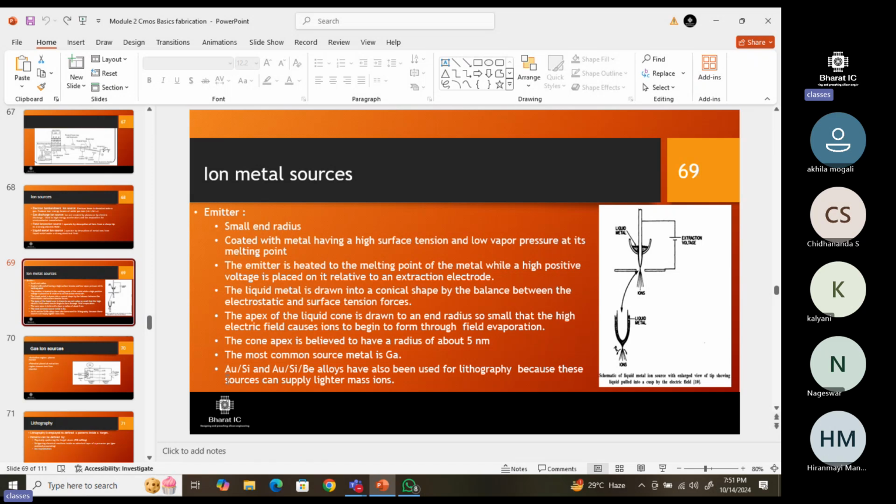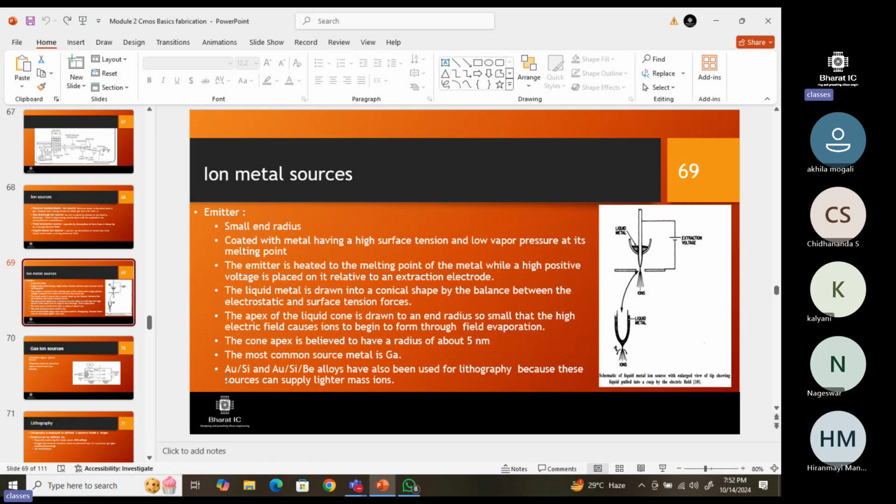The mixture alloys like AuSi and AuSi-Be are also used in lithography because they generate lighter mass ions. Most use is gallium. The cone apex, which is responsible for generating the ion beam, has a radius of 5 nanometer. That is very, very thin and small.